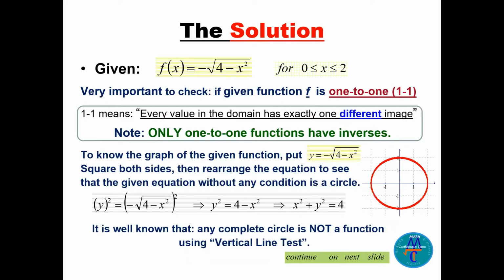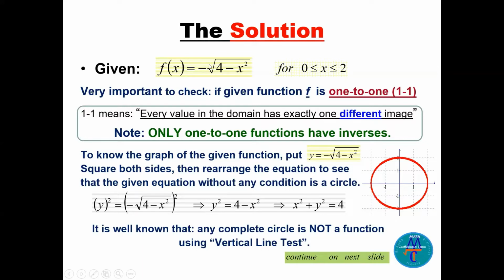Now, to start, we have to mention that the given function must be one-to-one, because only one-to-one functions have inverses. One-to-one means every value in the domain has exactly one different image. So every x has one different y.